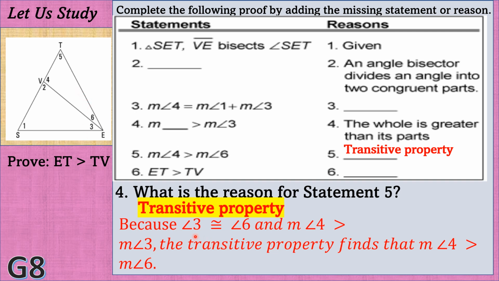Kasi nga, si angle 3 at si angle 6 ay congruent. So, pag mas malaki si angle 4 kay angle 3, ibig sabihin, mas malaki din si angle 4 kay angle 6. Anong reason natin dyan? It's the transitive property.